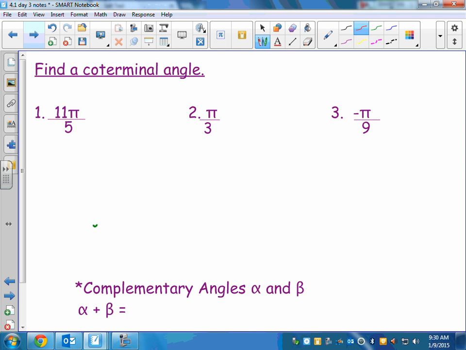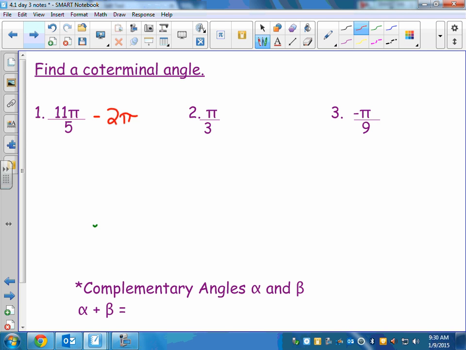11 over 5, is that bigger than 2 or smaller than 2? Bigger, right? So since it's already around the circle more than once, if I was doing this, I would subtract 2 pi because I want to get it back to just inside like one revolution.